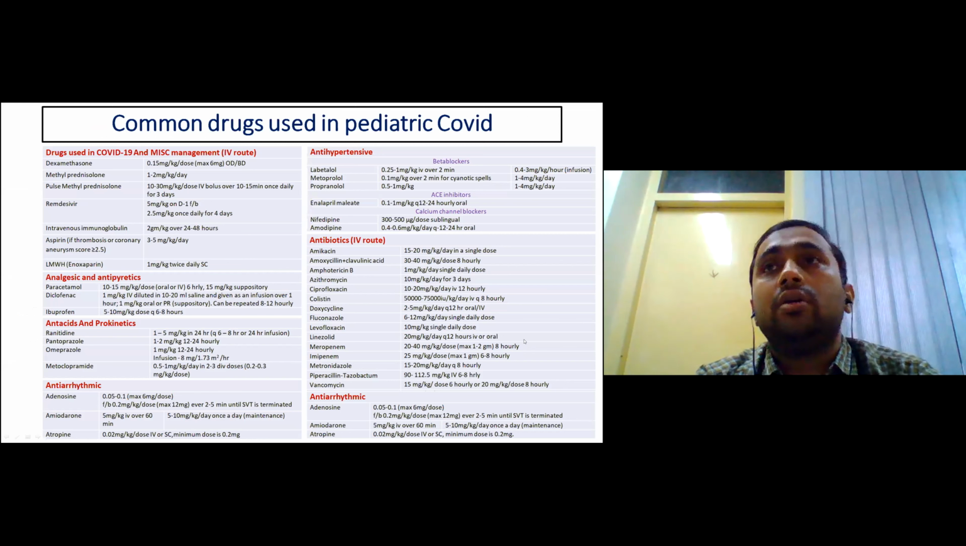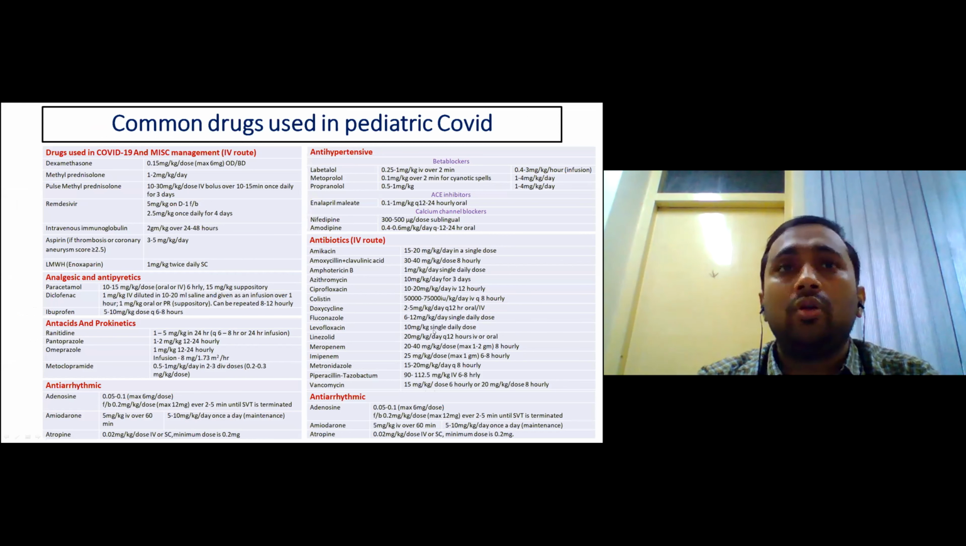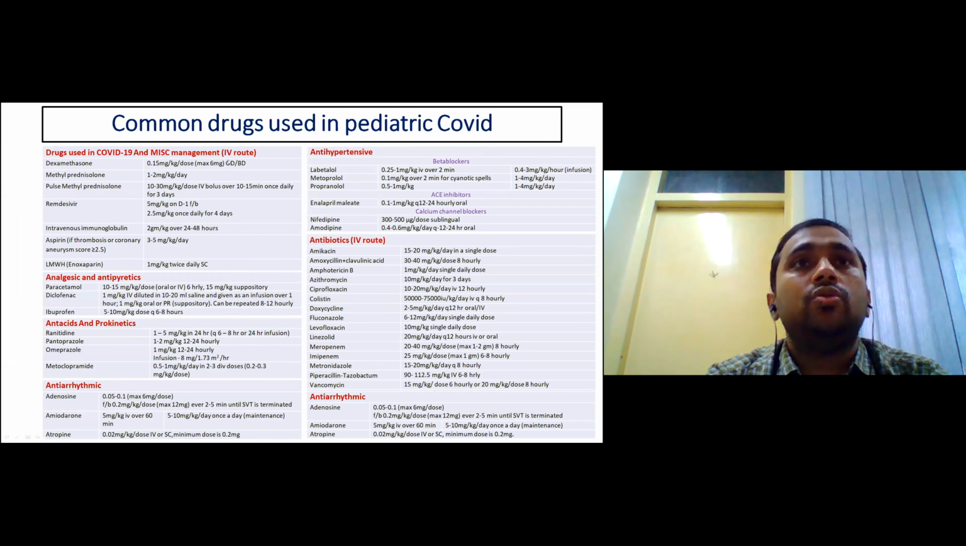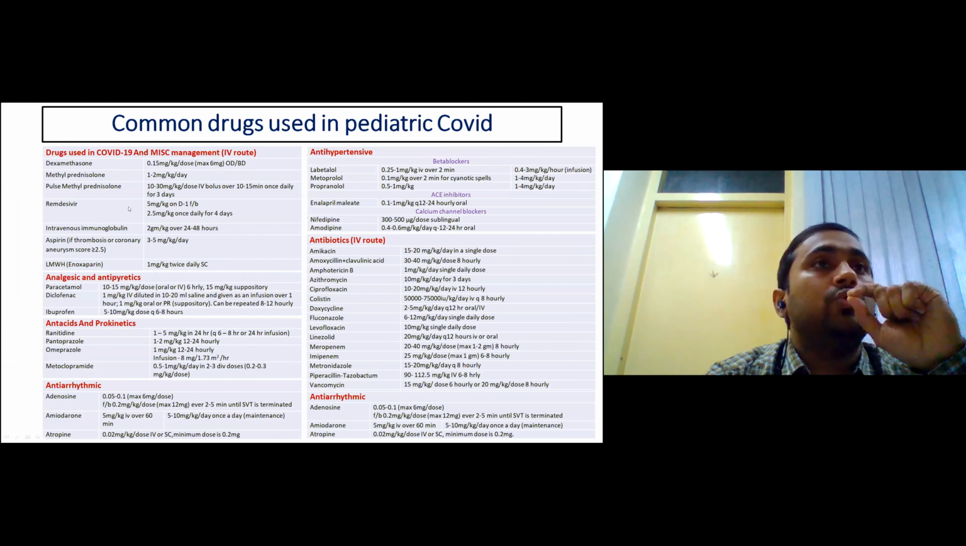These drugs should be very handy with all of us, and I would not go into details of each of the drugs. It's a list within the handbook also. So like dexamethasone, ma'am just said that 0.15 mg per kg per dose, OD or BD. CDC says OD and our Ministry of Health guidelines says BD, but okay, it will depend upon the clinical status.